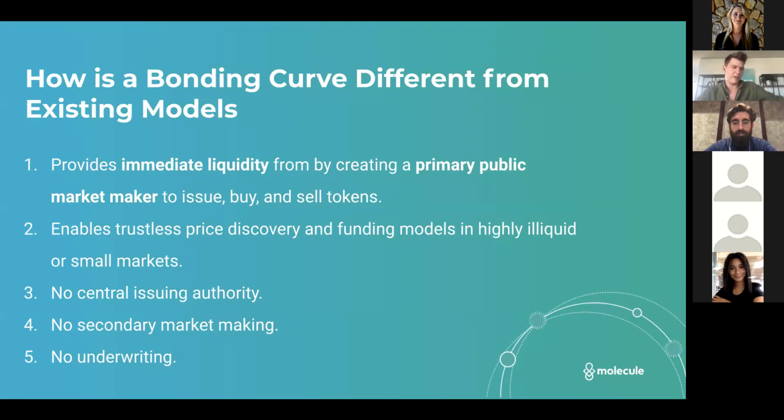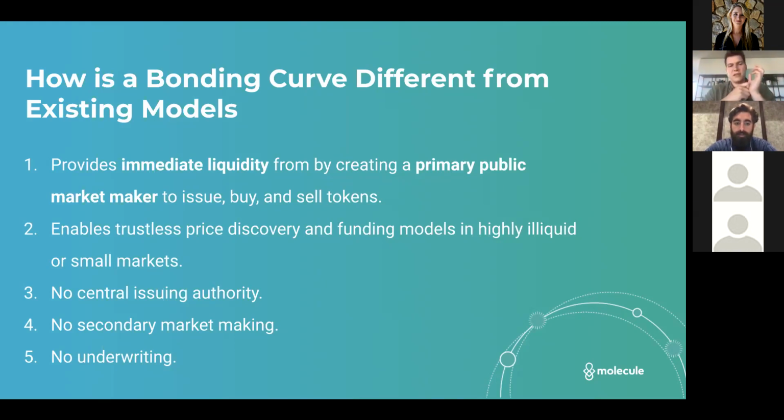I first want to look at how a bonding curve is very different from the current existing models that we have around issuing any kind of token or coupon or share or security. So what a bonding curve really does is it provides immediate liquidity by creating a primary public market maker to issue, buy, and sell tokens. So we have a primary market. Normally we talk about secondary markets once something is, for example, trading on an exchange. In this case, the bonding curve is the primary issue and the exchange. So it's two things in one.